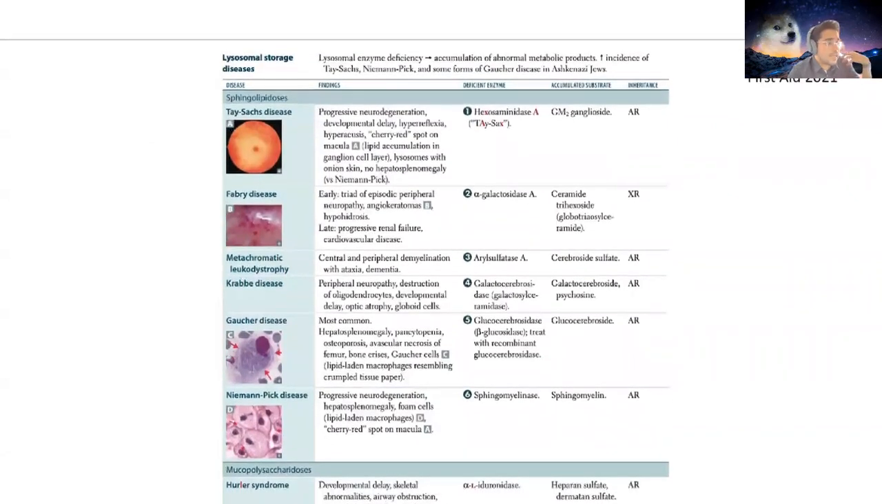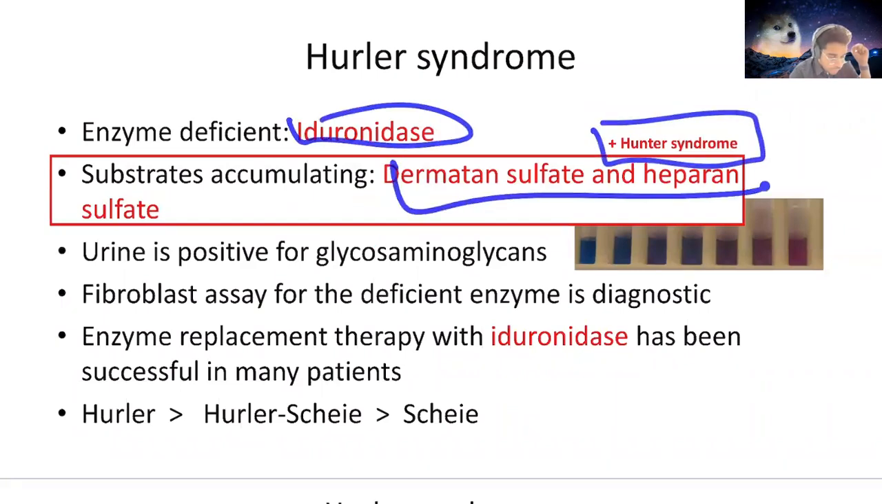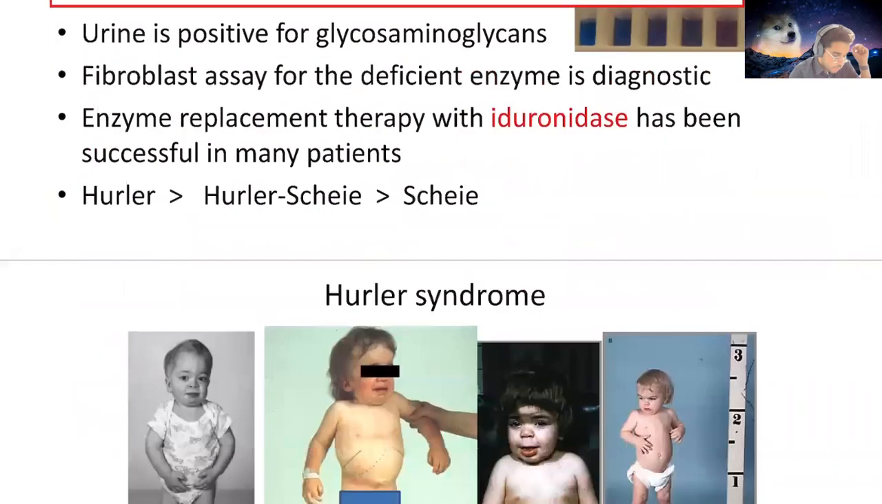Lysosomal storage diseases, these were super buzzword heavy, guys. I'm gonna throw all the buzzwords at you. Okay, Hurler syndrome. Okay, this is not X-linked. Hurler, that's what you need to know. Iduronidase, dermatan sulfates, and heparin sulfates. They're also implicated in Hunters, but you need to know everything in red for these, okay? And iduronidase is the one that you need to know very well.